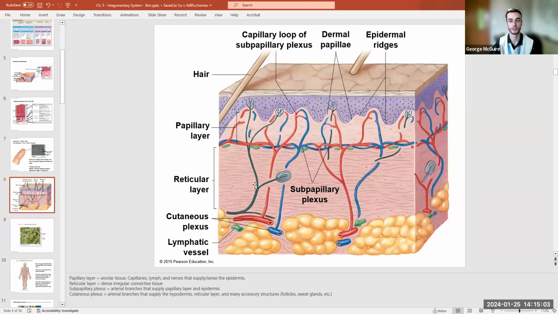So we also have 2 different plexi, the subpapillary plexus and the cutaneous plexus, just referring to the branches of the arteries and veins that serve different areas of our skin. The cutaneous plexus are the branches that supply the hypodermis and the reticular layer. And then our subpapillary plexus supplies the papillary layer and our epidermis. Again, these plexi, or a single plexus, is referring to the branching system of our blood vessels. Okay.